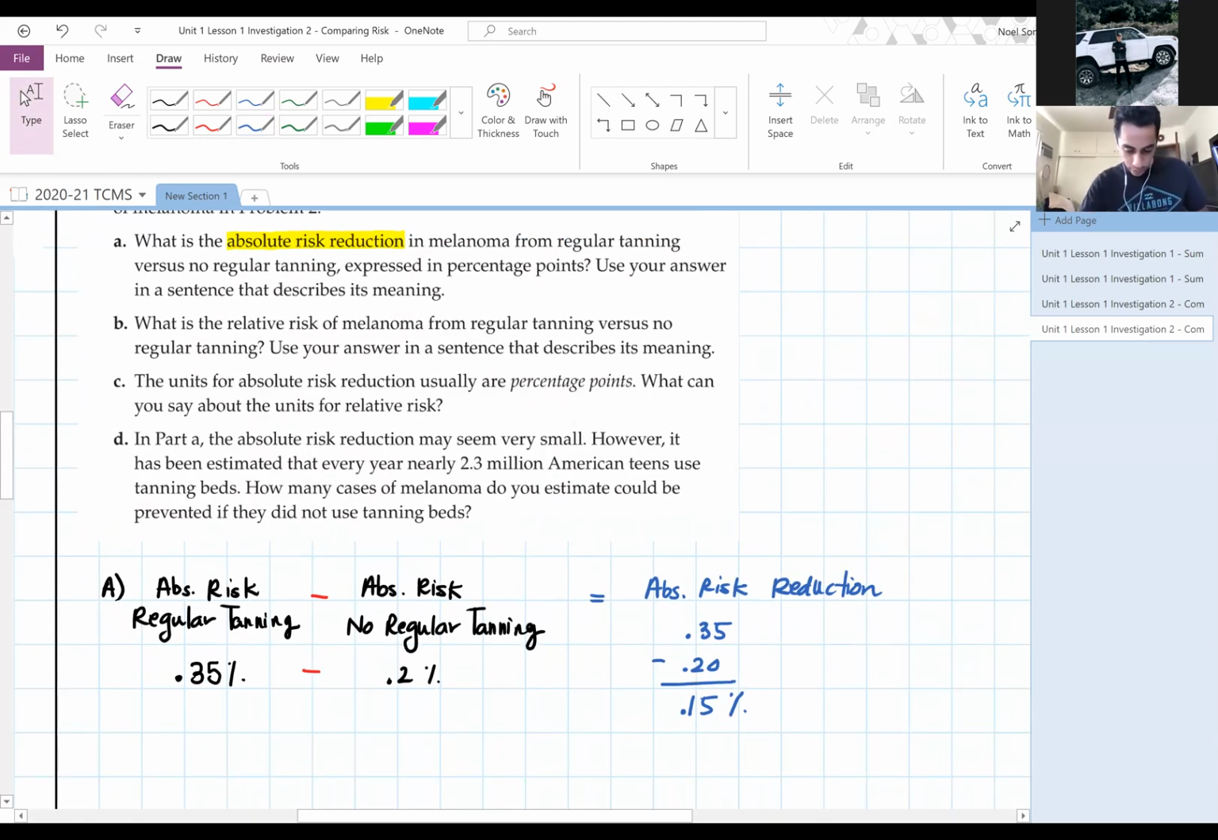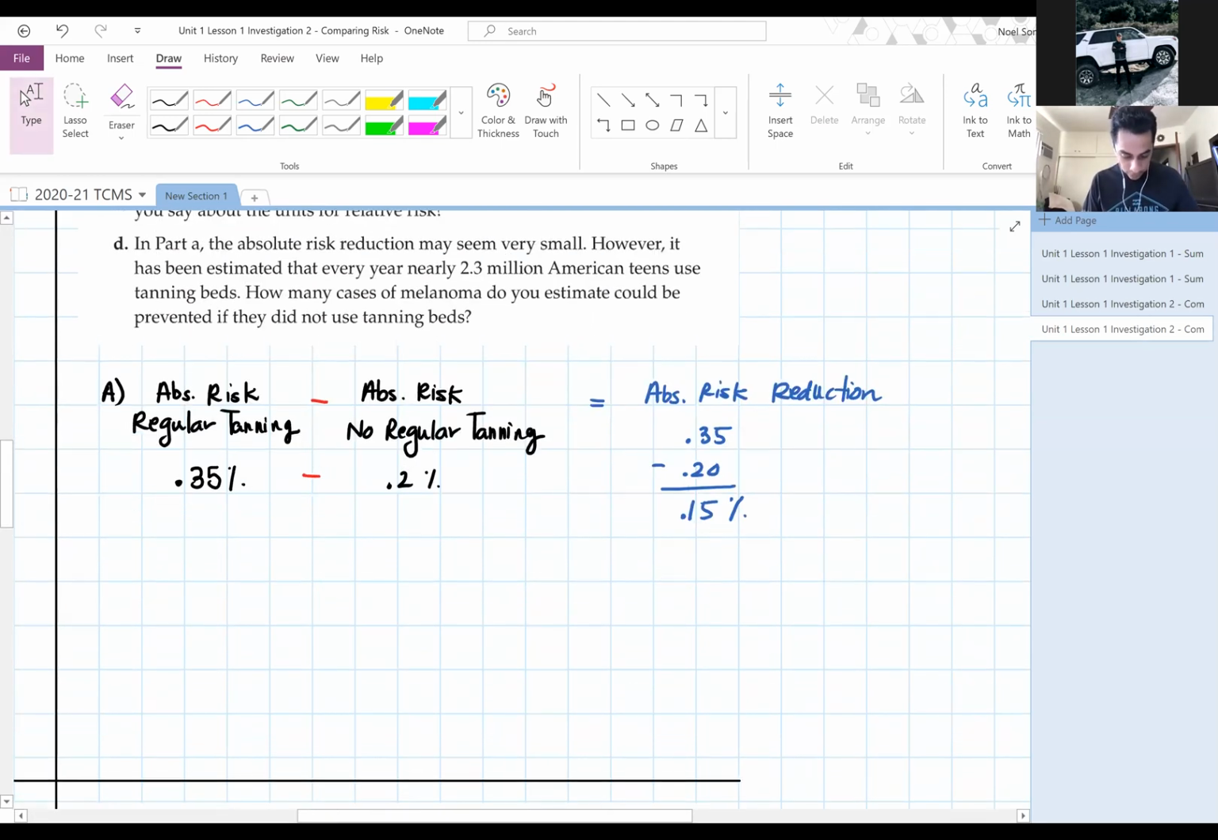Okay. And so what we want to do now is use the answer in a sentence that describes its meaning, right? So remember that what we find here is a percentage difference, right? So it's a percentage difference between the absolute risk of regular tanning compared to not, right? So what the absolute risk reduction tells us, right? What do you think we could say at this point? What would be a good way to kind of wrap all of this up, utilizing that 0.15%?